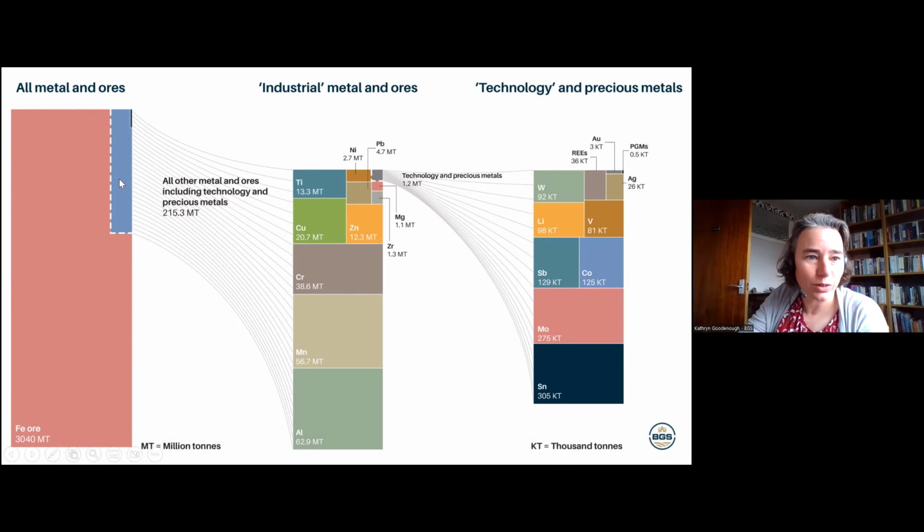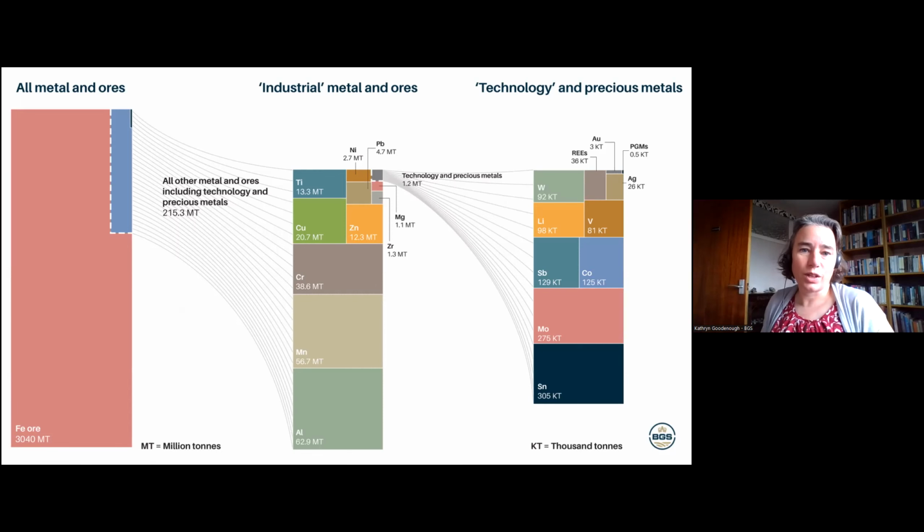All other metal and ores form the blue bar in that left-hand side of the diagram, and that's 215 million tons in total. And you can see the middle bar here shows some of the other fairly significant raw materials that we're mining. Aluminium at around 60 odd million tons, manganese at about the same, chromium, copper, zinc. These are pretty significant still. There's a lot of mines to produce that amount of raw material, just not on the same scale as iron ore.